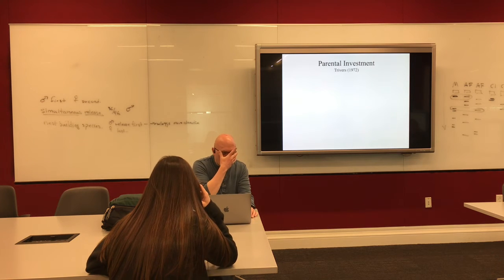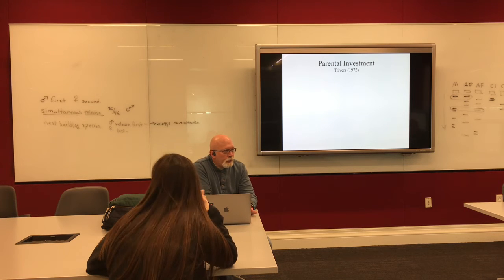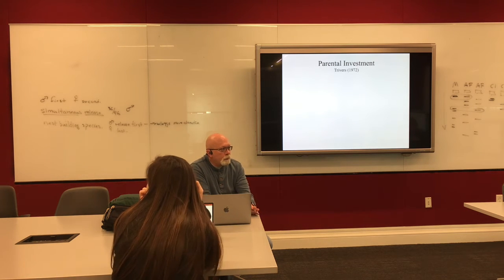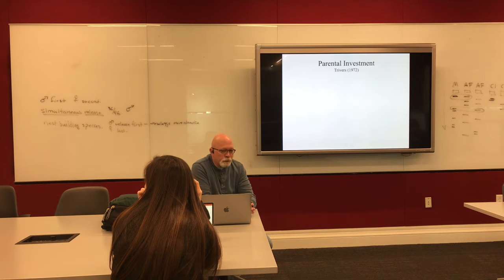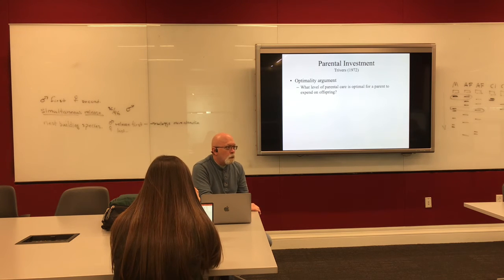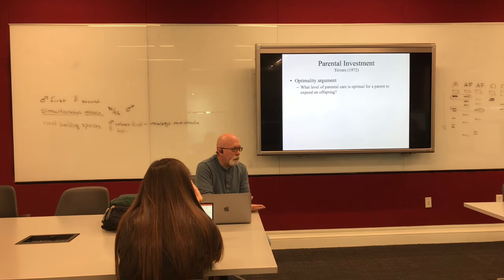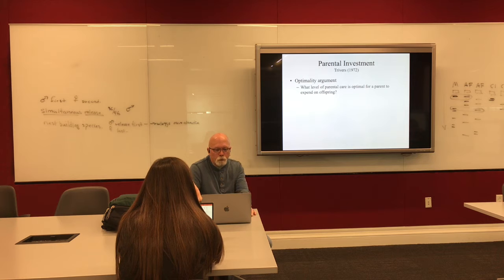All right. We have used optimality models in the past to talk about different behaviors. You can also use optimality arguments when you think about parental investment. This is an idea put forth by Trivers back in 1972 that basically asks the question, what level of parental care is optimal for a parent to expend on offspring? And the thing about this is that what is optimal for a male parent may not be the same as what is optimal for a female parent, and this is where you get into sexual conflict over parental care.